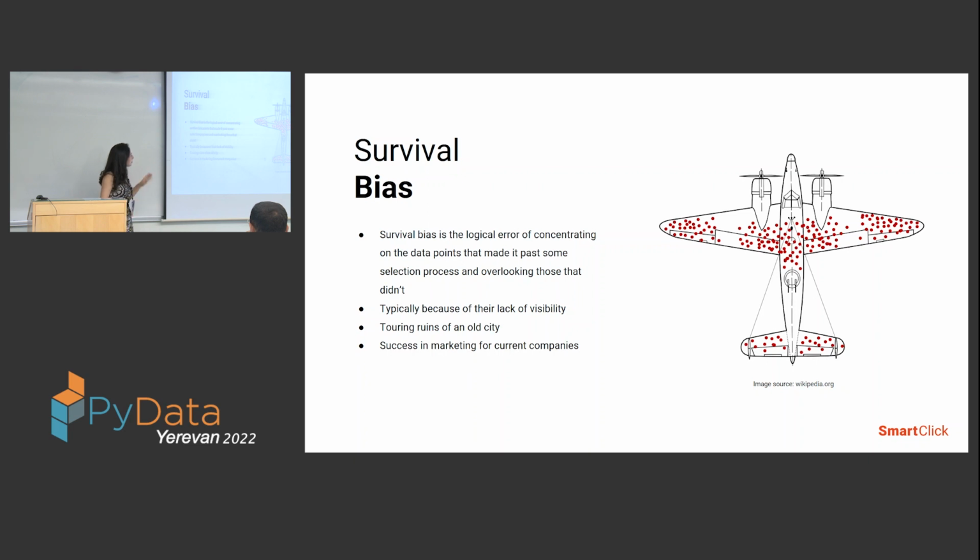Survival bias is the logical error of concentrating on data points that have made it past a certain selection point. I'm sure a lot of you have seen this graph. If not, I'll explain it. It is from World War II, where these are the planes that are coming back to the country, and they have been harmed severely, some of them. They have bullet holes, not all over, but in very specific places.